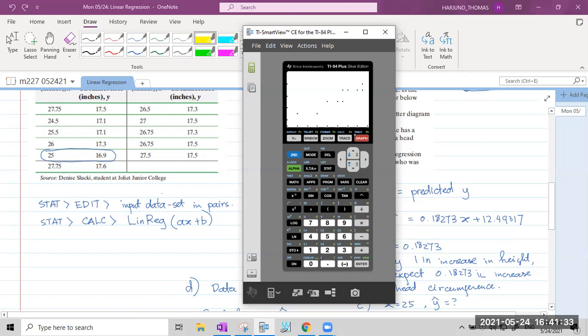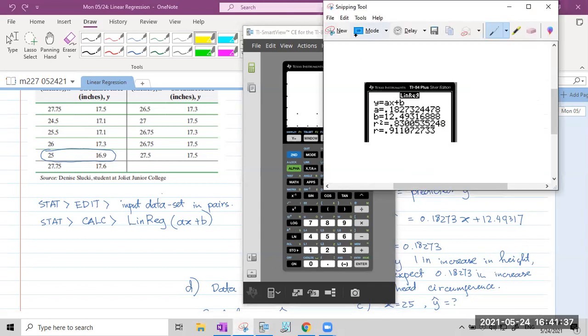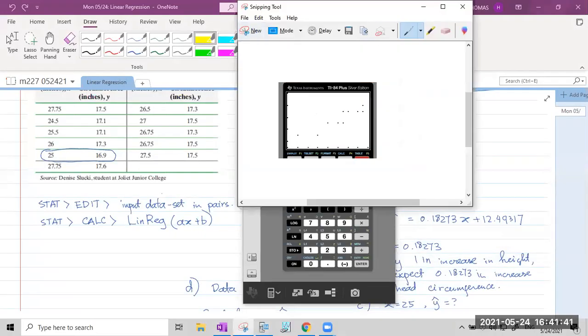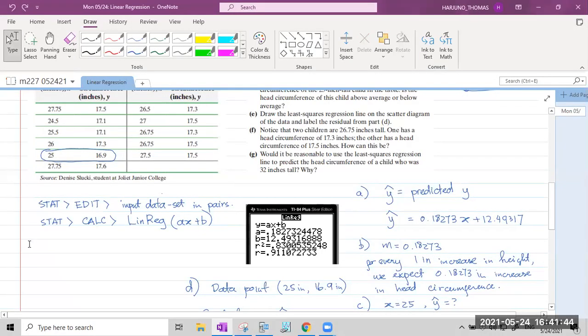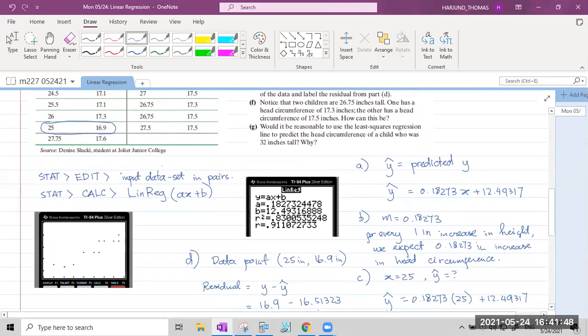Okay, now if I want to input the regression line here, let me screenshot this first. Now, the regression line is the line, let's say this line here. Oops, that's way too high. Let's say this is the linear regression line. That's the line that we can use to predict: if we are given the height, we will be able to approximate the head circumference. That's what linear regression is for, to help us predict.